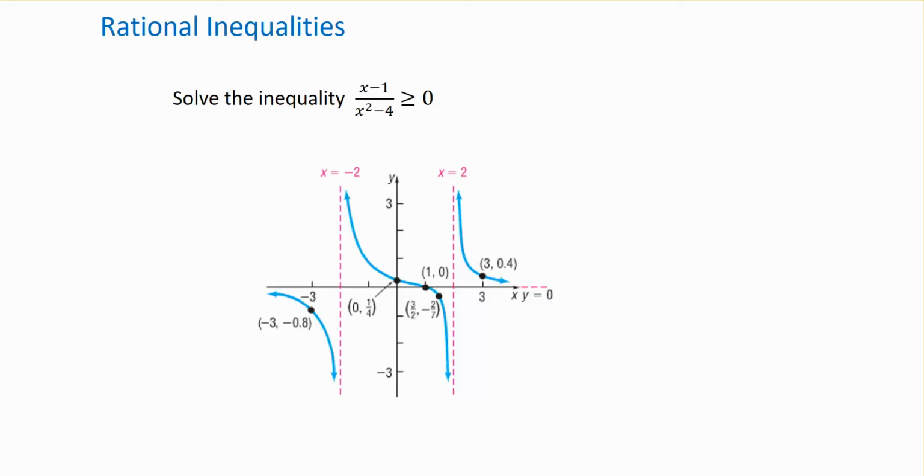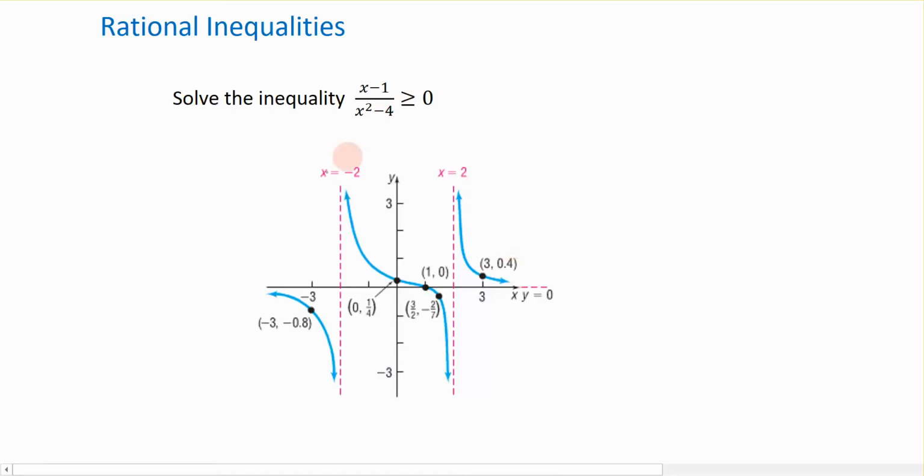We're now moving into rational inequalities. So this first video is going to look at how to solve a rational inequality by just investigating the graph. So I have the inequality here, (x - 1)/(x² - 4), and I want to know, where is that function greater than 0?